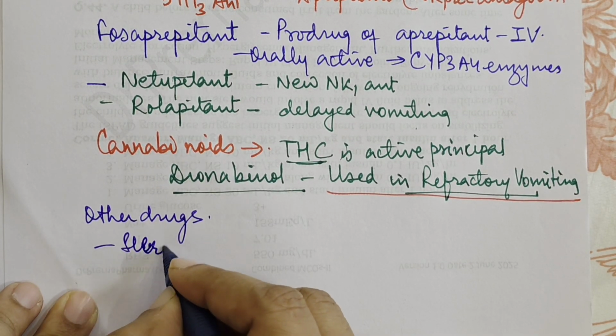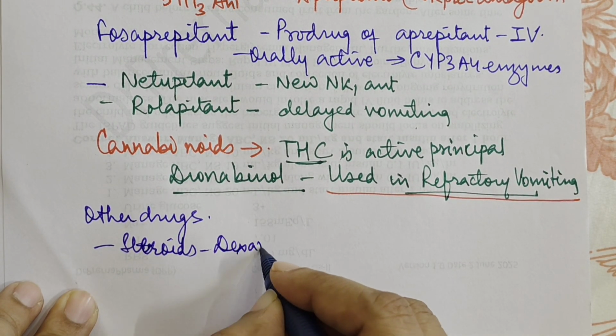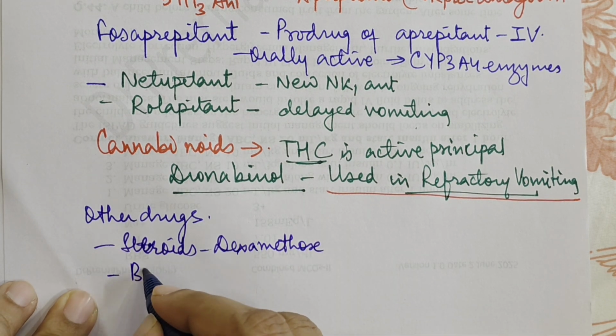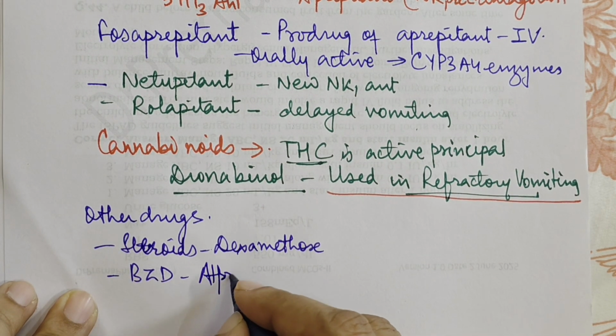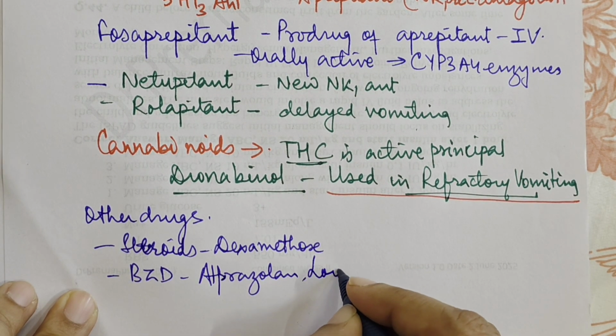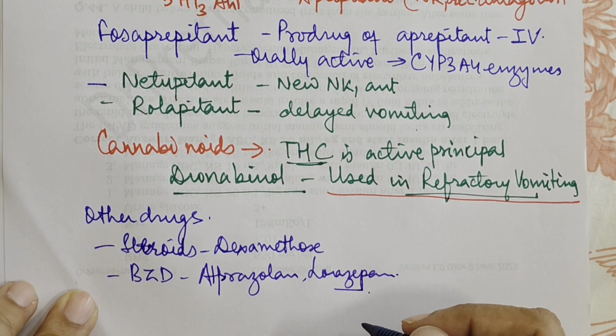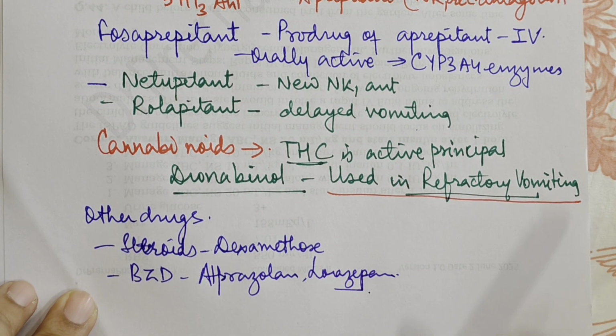Okay, then other drugs which can be used as antiemetics. Here we have steroids like dexamethasone. It has also got an antiemetic effect. Then in benzodiazepines we have alprazolam and lorazepam, right? So these are some drugs which also can be used.